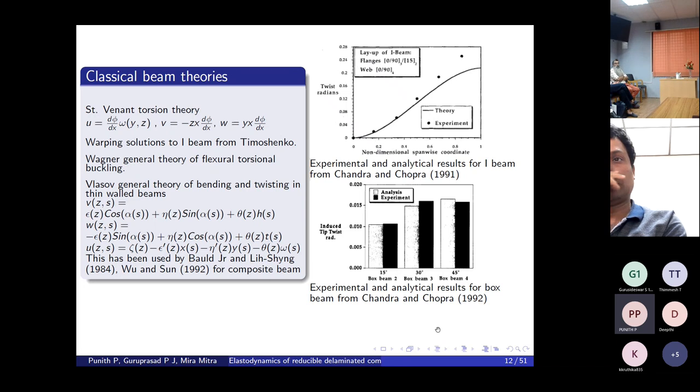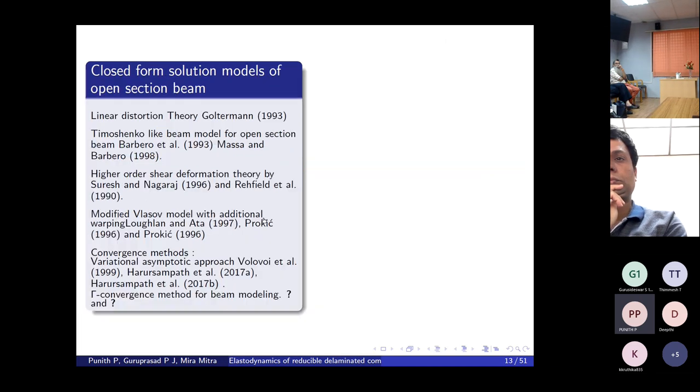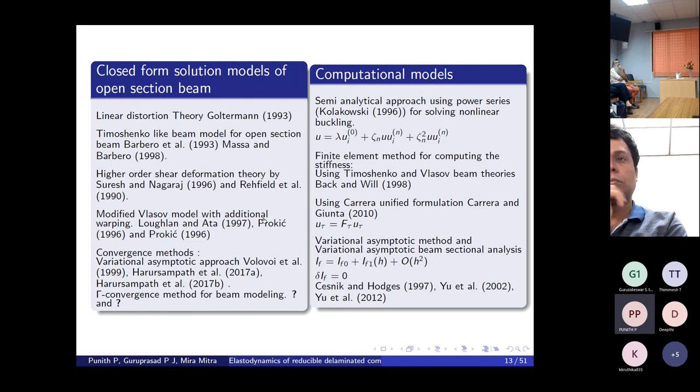And for the open cross-section beams, we know that the most widely used theory is the Saint-Venant's theory, and the other solutions which are again based on the warping solutions and additional warping that are used to capture the Vlasov effects in open and closed cross-section beams. There are again closed form solution methods which have been proposed by many authors. I'll not get into the details of it, but even computational methods are available based on generalized beam theory, and also some computational models which use finite element methods. So even these models can be used to find the equivalent stiffness of the material.